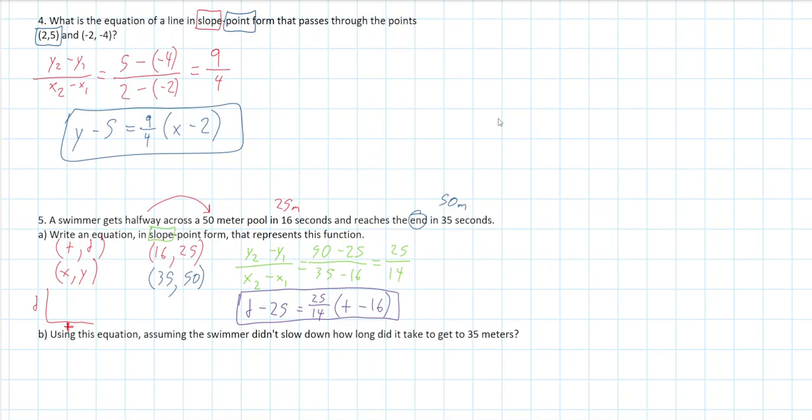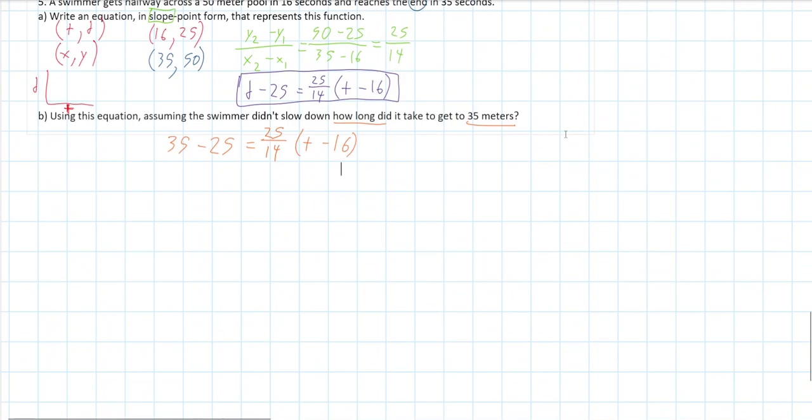Part B, though, says using this equation, assuming a swimmer didn't slow down, how long does it take to get to 35 meters? Okay, pause it if you think you can do it, and we're at this step here. Okay, so now what you have to do is, we're trying to figure out how long it takes to go 35 meters. So we just take the 35 and put it instead of d. So everything else is the same. And now you just have to do opposite operations, opposite BEDMAS, to solve it.